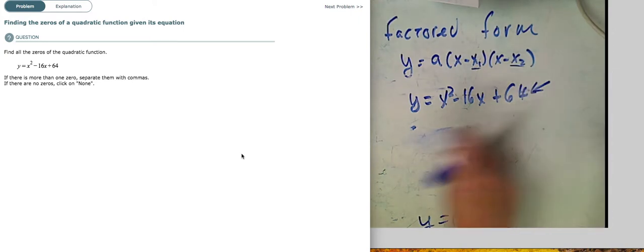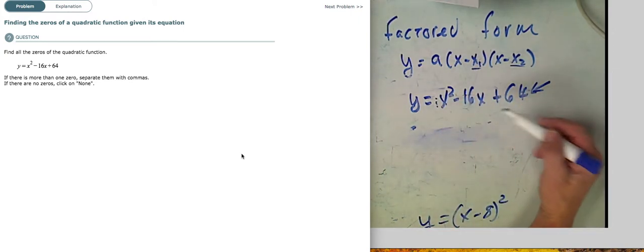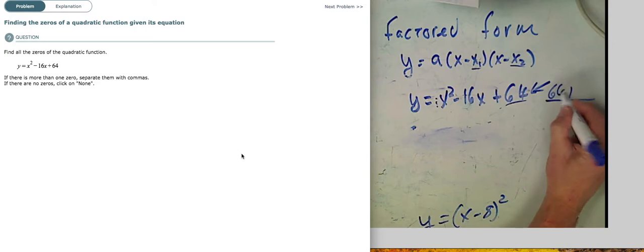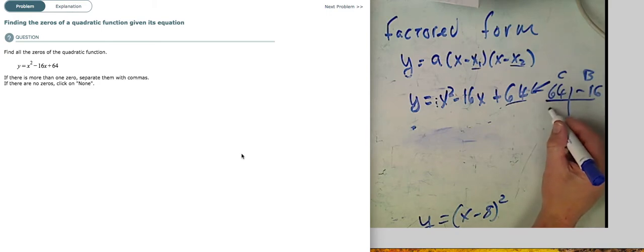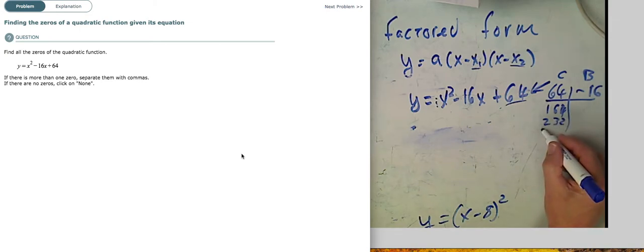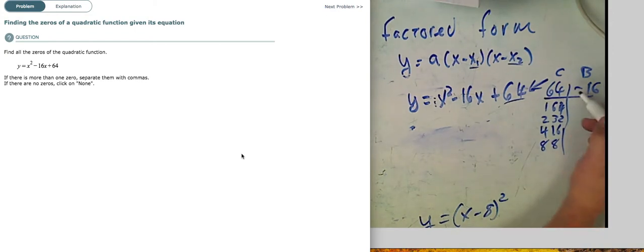So I look at this, and once again, a is 1, right? And so I'm just looking for factors of 64 that add to negative 16. 64, that's my C. My B is negative 16. And I can go 1 and 64, 2 and 32, 4 and 16, and 8 and 8. Because this one is negative, I know that both of these are going to be negative. And this one adds to negative 16. So there's my factor pair.